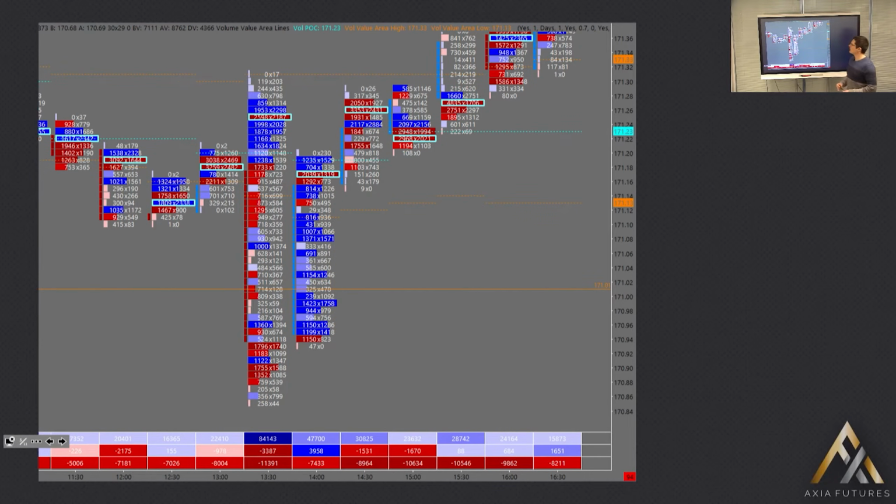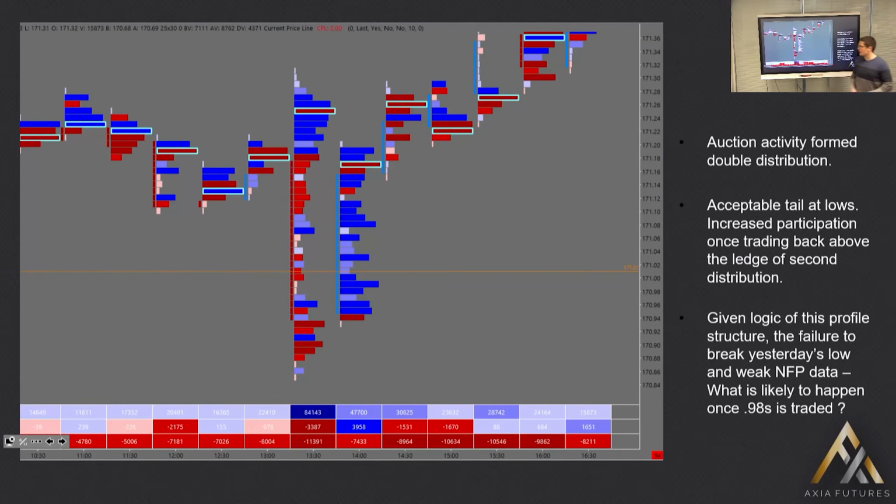But in this situation, the footprint is actually very useful. What I put here is just the footprint in itself, and you can see the actual double distribution that forms in that event. So essentially we're trading up here before the data comes out, and again, transplanting what we know about double distribution days, there's information that comes out that takes us lower, and we form the second distribution.